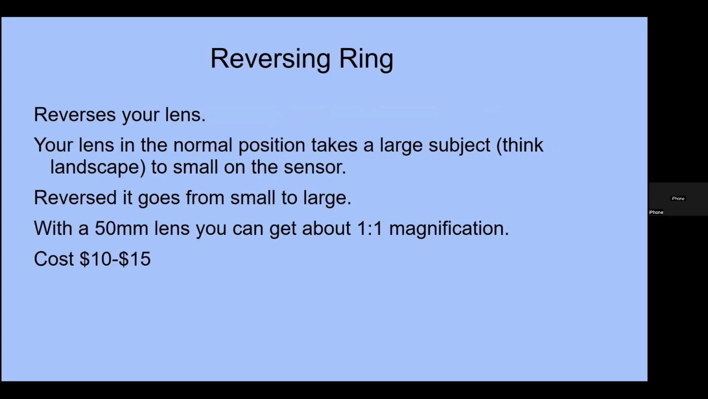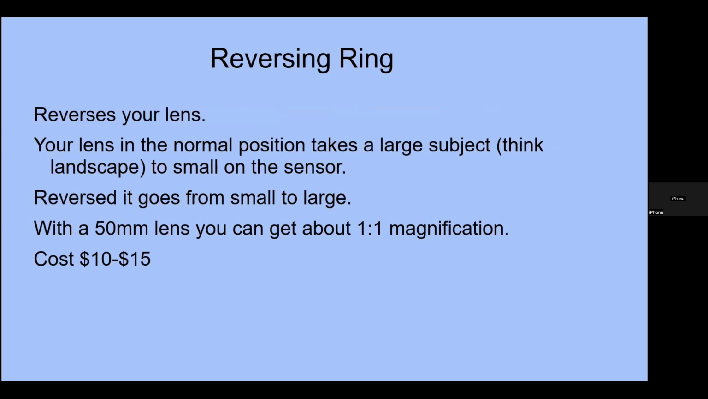A reverse ring. It just turns your lens around. This is my 50 millimeter lens that I have on here, and I have it reversed. This is where your camera would normally mount, on this end. So it's literally reversed.